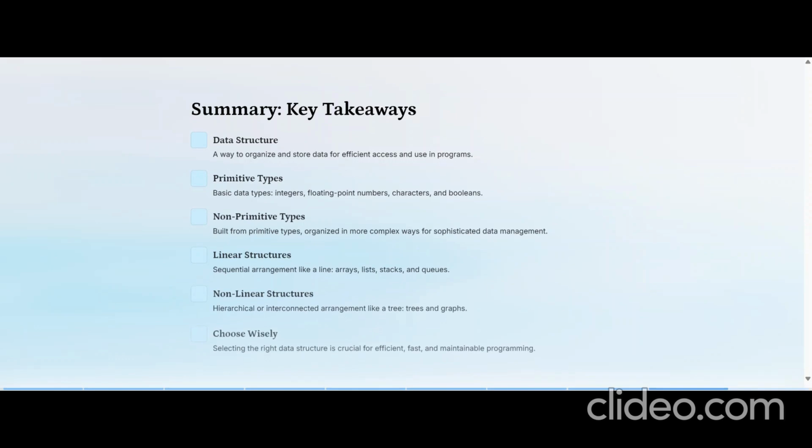Now I will summarize the whole topic. The first is data structure, which we have discussed. It is basically a way to organize the data so that we can use the data efficiently later on. After that, we have discussed the primitive types, non-primitive types, and their further types in detail with real life examples.